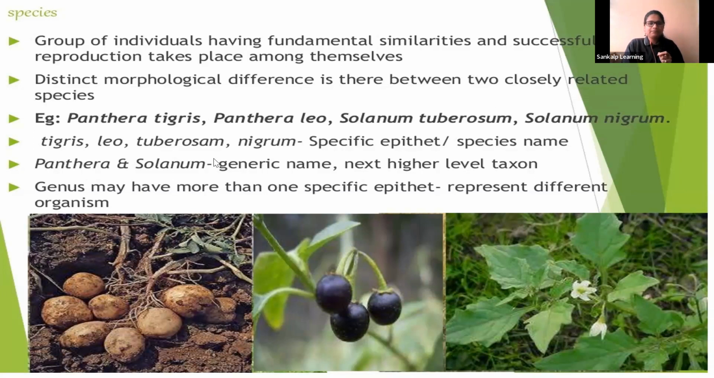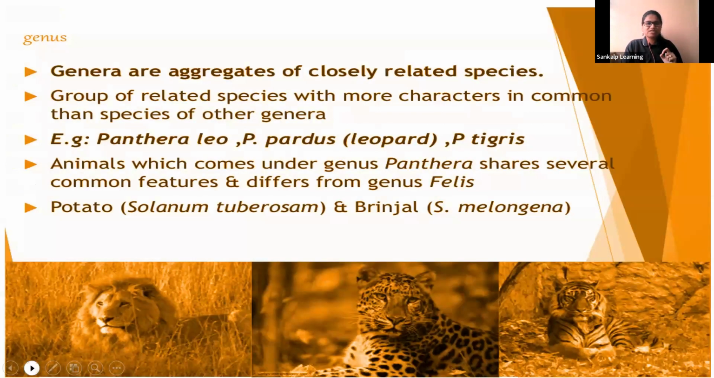Next, here there is another one, Solanum tuberosum. Solanum tuberosum means potato. Solanum nigrum, I think, yes, Solanum nigrum means brinjal, right? So tuberosum and nigrum, even though they are different species, have certain matchable or similar characteristics. So they are in the same genus. So this is regarding species as well as genus, guys. Now let me proceed further.